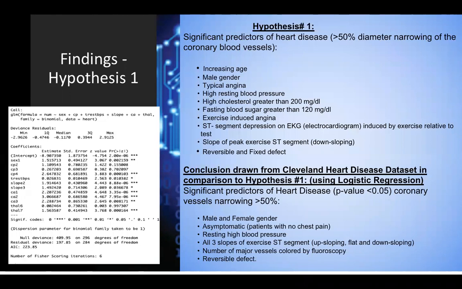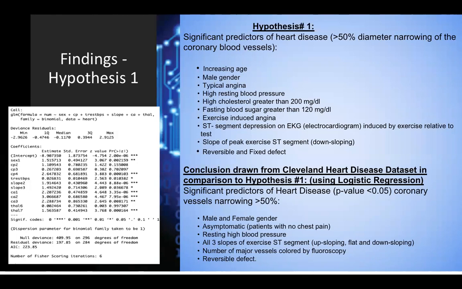Thank you, Cynthia. In this first scenario, we hypothesized that only 10 attributes are significant predictors of heart disease, which is measured by greater than 50% narrowing of coronary arteries described in this chart. However, after the application of the logistic regression model on the described dataset, only 6 attributes were found to be significant predictors with a p-value of less than 0.05.